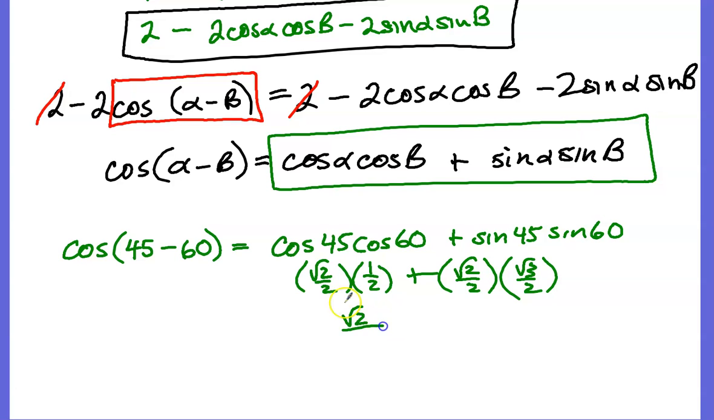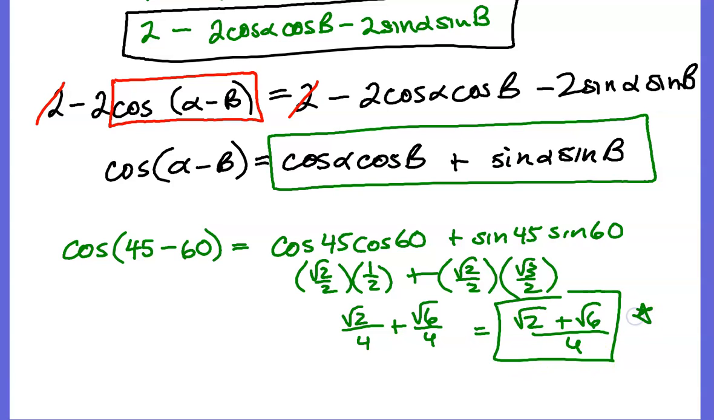I get root 2 over, careful, 2 times 2, 4. Root 2 times root 3 is root 6 over 4. So your final answer would be root 2 plus root 6 over 4. Look at that. Perfect, exact, lovely. Okay, so that's the difference.